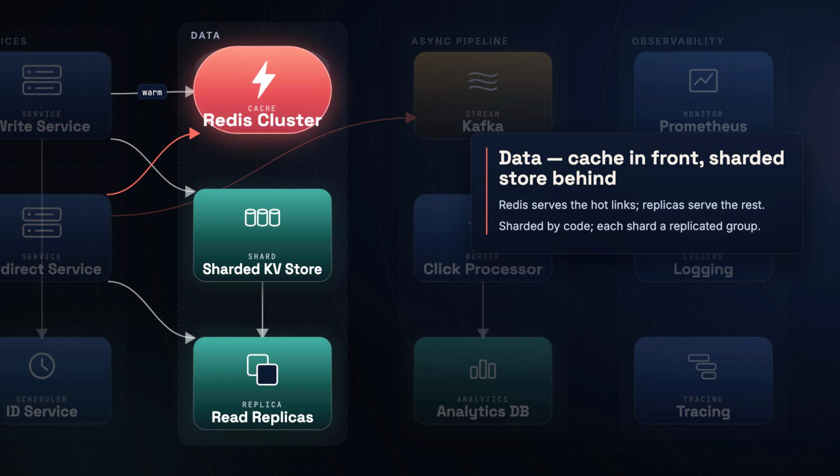And notice how we split for size, not speed. 40 writes a second is nothing. The terabytes are the real problem. Each shard is copied onto extra machines, replicated. And since reads dominate, those copies serve the clicks.